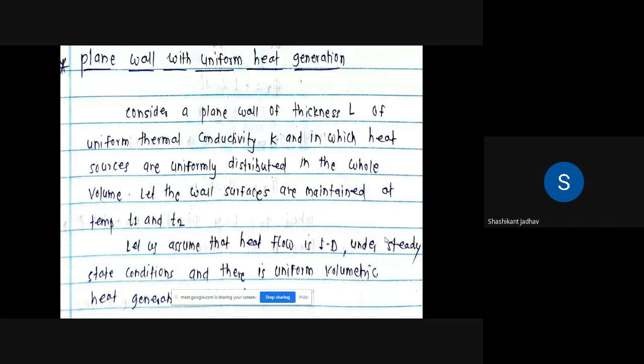Consider a plain wall of thickness L, of uniform thermal conductivity K, and in which heat sources are uniformly distributed in the whole volume.